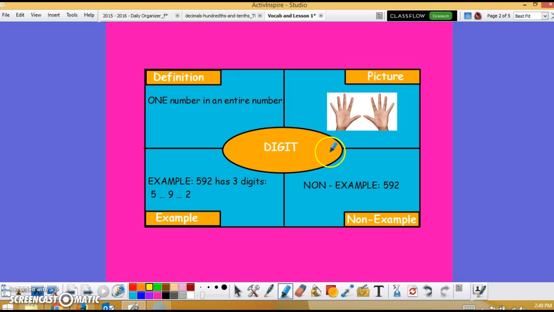One is the word digit. I'm going to give you the definition, a picture that comes to mind, an example of a digit, and a non-example of a digit. The definition of digit is one number in an entire number. In other words, if I look at my two hands, we have 10 individual digits because we have 5 digits on each hand. An example of a digit would be the numbers 5, 9, and 2 in the whole number 592 because 592 has 3 digits. A non-example would be that whole number 592.